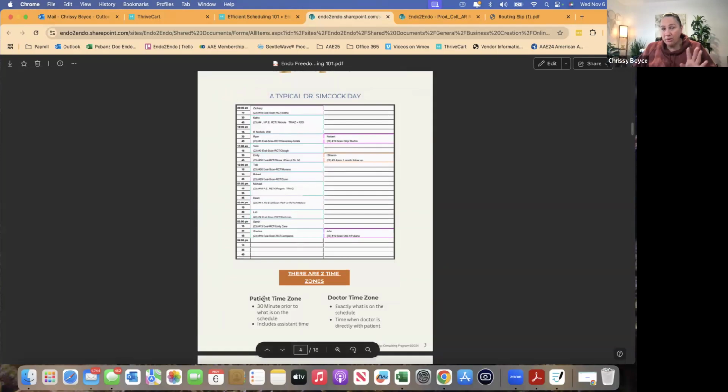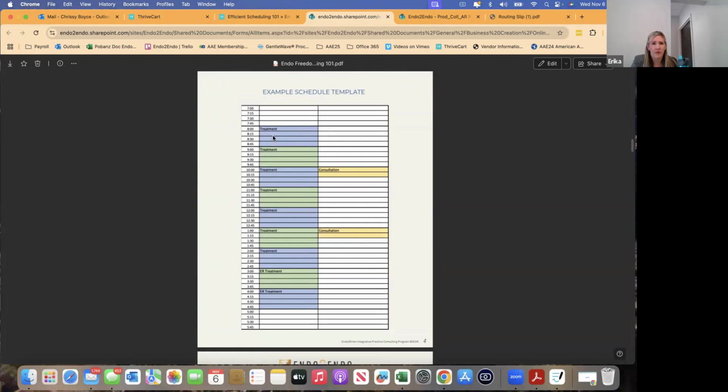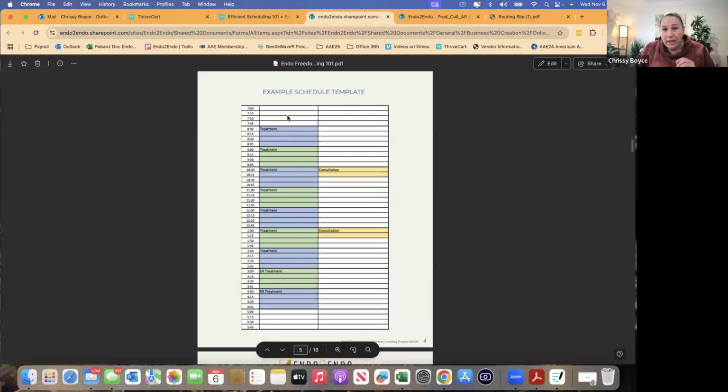And there's 2 time zones. There's the patient time zone and the doctor time zone. The doctor time zone is literally when you're looking at this schedule, the doctor walks into the room at 8 o'clock. And then he walks into the next room at 9 o'clock, right? If we're using this schedule as an example. So the patient time zone is them getting to the appointment a half an hour before time to make sure they don't have any questions and the paperwork is filled out. So the assistant is there getting them ready so that the doctor can walk in at this time and the patient is ready to go.